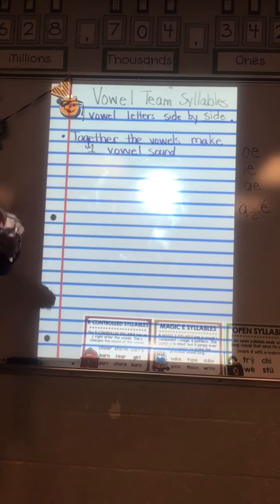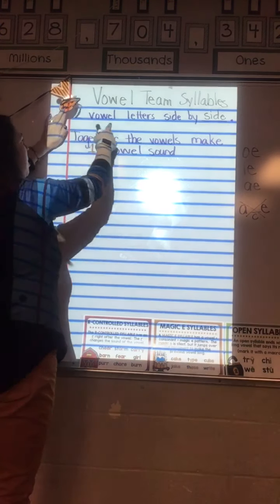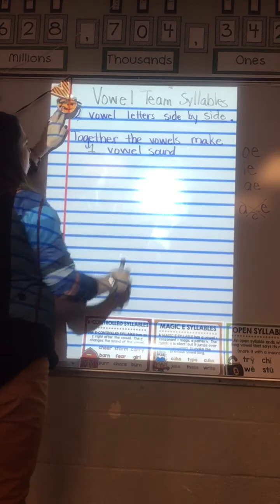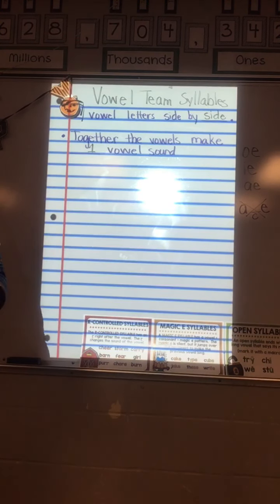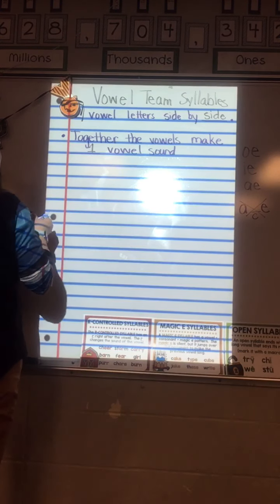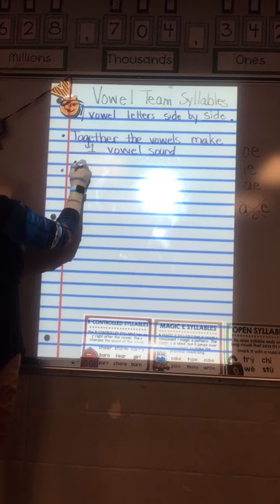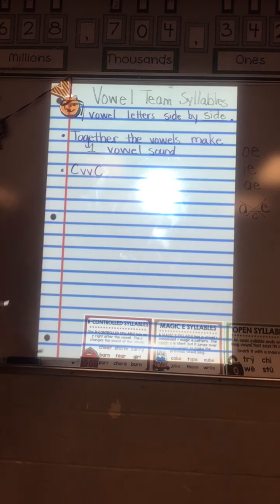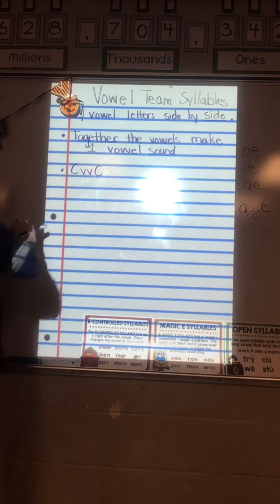So to identify a vowel team, it's two vowel letters side by side. Together the vowels make one vowel sound. And then our next note is, you'll see it like this. It will be consonant, vowel, vowel, consonant when you see it in words. So it would follow that pattern, because those vowels are side by side. Okay, so let's do some examples.